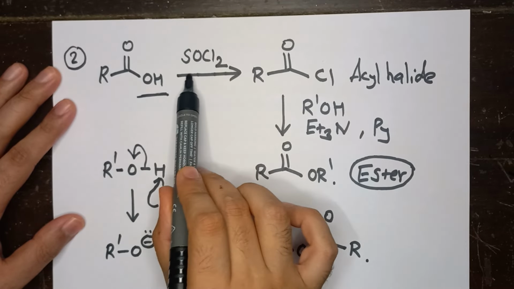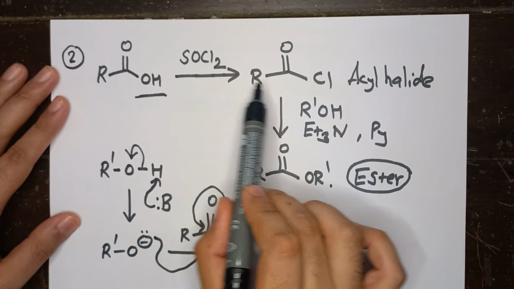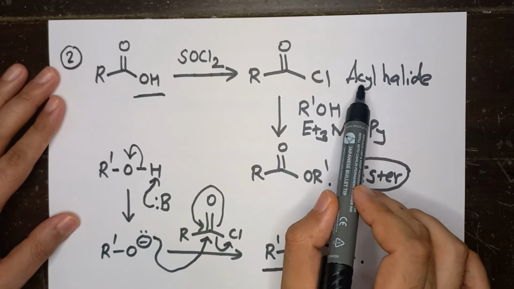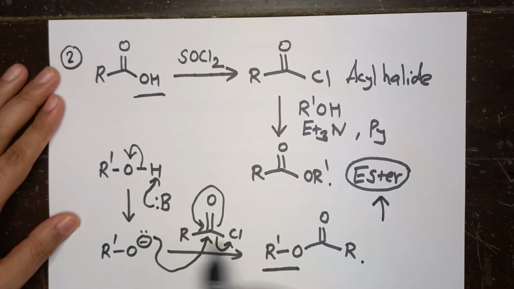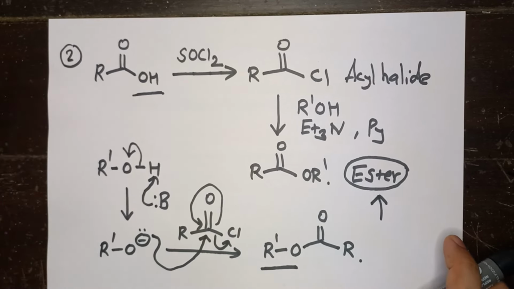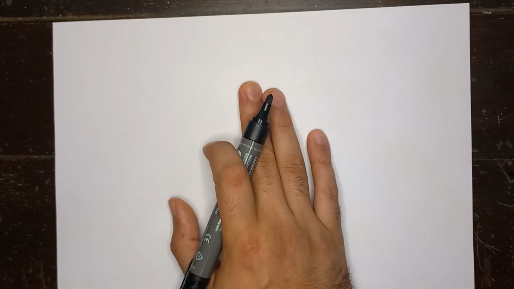So this is the second method to protect your acid into an ester. In the first step you need to use thionyl chloride and convert it into an acyl halide, and later you need to use a base with alcohol to get your ester, and this is the mechanism for it. So now let's see the third method available.